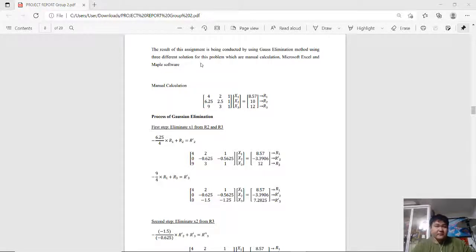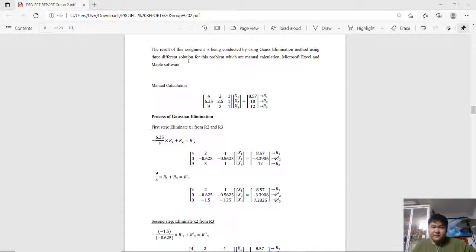Our result is conducted using the Gaussian elimination method with three different solutions: manual calculation, Microsoft Excel, and Maple software. Let me start with the manual calculation.